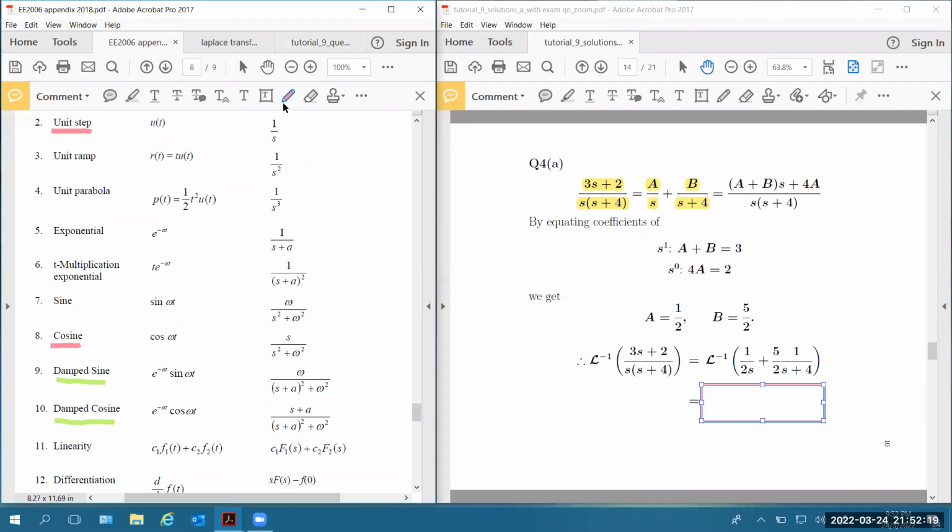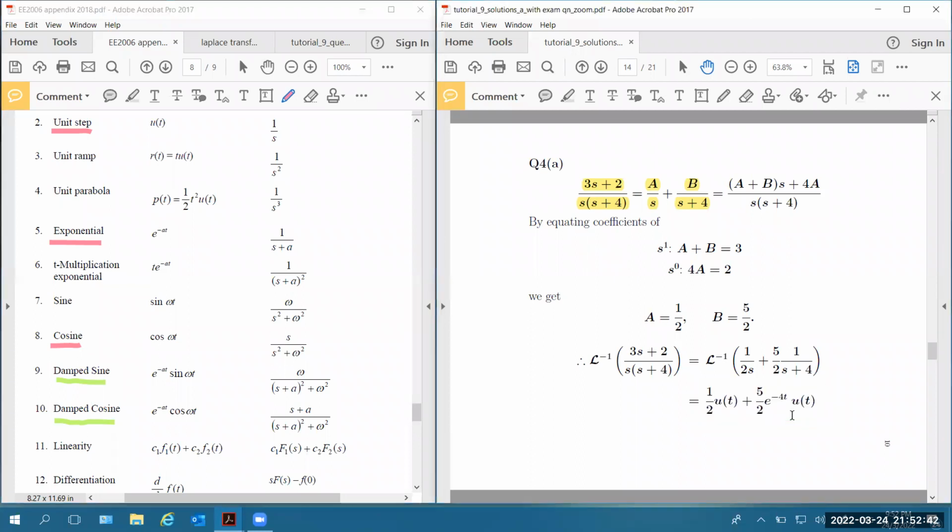You see? I can see already. 1 over s, that's our unit step function, no? 1 over s plus a is here. That's what we call exponential, right? Then 1 over s plus a, you inverse Laplace transform, you get this one. So you just go and inverse Laplace transform.